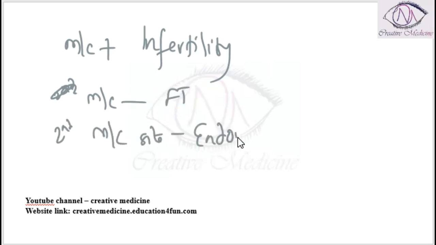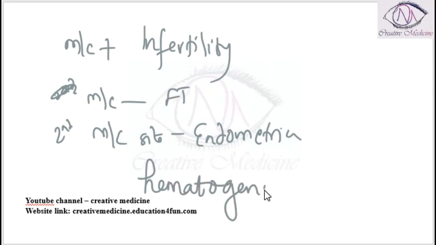The most common route of spread of endometrial tuberculosis is direct spread from the fallopian tube, whereas the least common site of genital tuberculosis is the vagina and vulva.